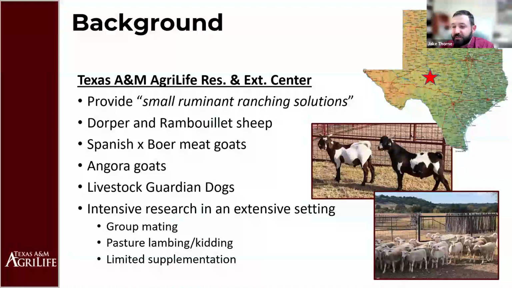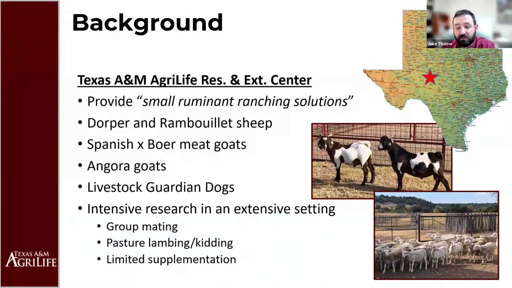So I'd like to take a few minutes here at the front end to give you a little bit of background about myself and where we're at out in West Texas. As Adam said, I am stationed at the Texas A&M AgriLife Research and Extension Center in San Angelo. That's kind of west central Texas. The mission of our research center is to provide small ruminant ranching solutions. To accomplish that, we've got Dorper and Rambouillet sheep, a Spanish Boer cross, and Angora goats.